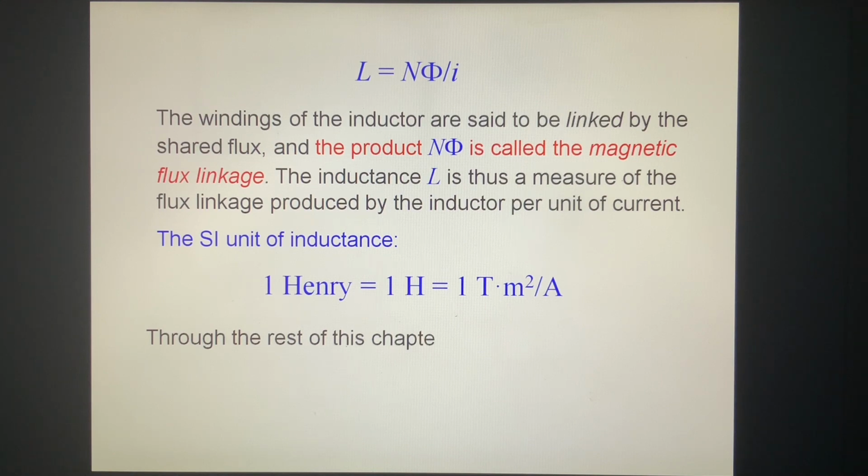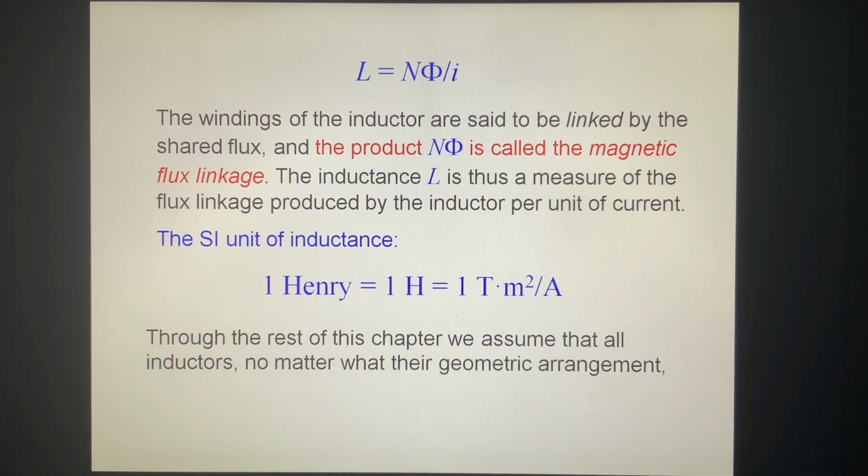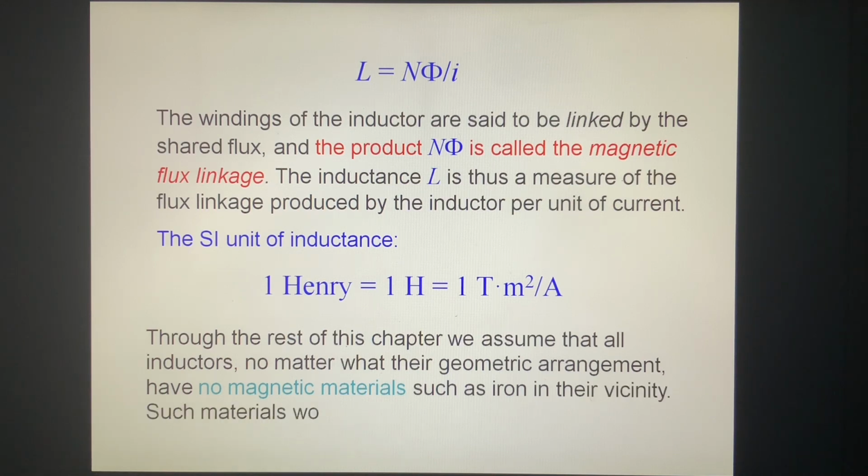Throughout the rest of this chapter, we assume that all inductors, no matter what their geometric arrangement, have no magnetic materials such as iron in their vicinity. Such materials will distort the magnetic field of an inductor.